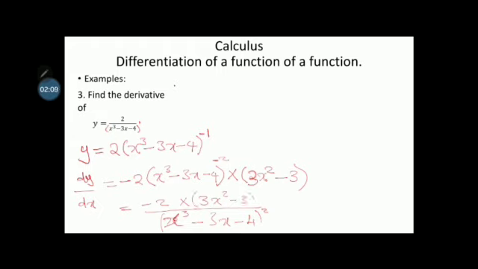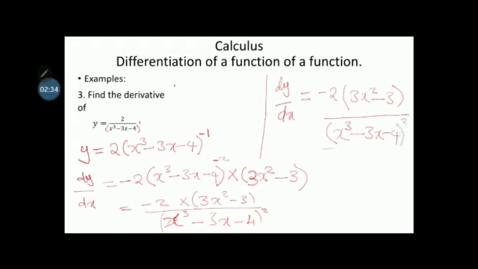So then this just simply means that our dy dx is equal to negative 2 times 3x squared minus 3 over x to the power 3 minus 3x minus 4 to the power 2 as the derivative. So that's how you differentiate composite functions.